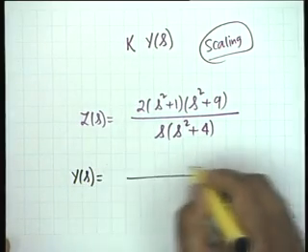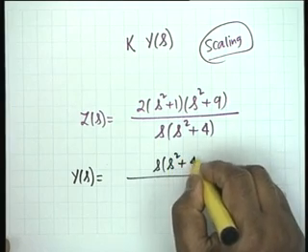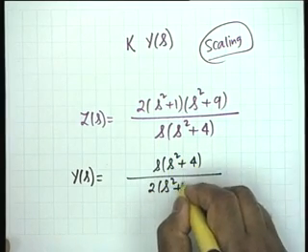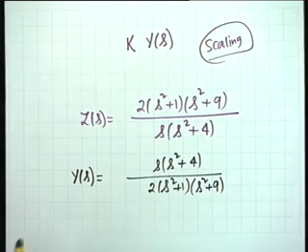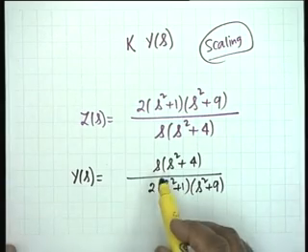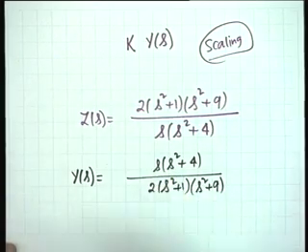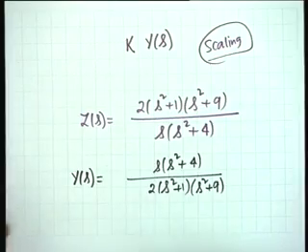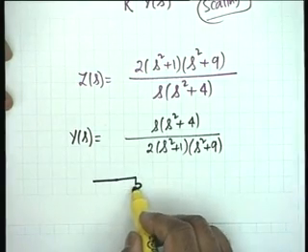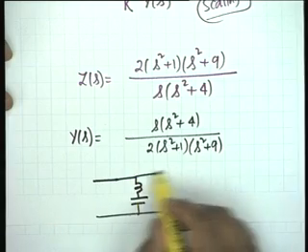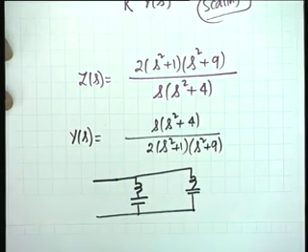Y of s is equal to s square plus 4 divided by 2 s square plus 1 s square plus 9. The admittance, fortunately or unfortunately, has no poles at either external critical frequency. You see, at s equal to 0 it is a 0, at s equal to infinity it is also a 0, and therefore I can immediately draw the form of the network. What will be the form of the network? Just two LC networks, two series LC networks in parallel.